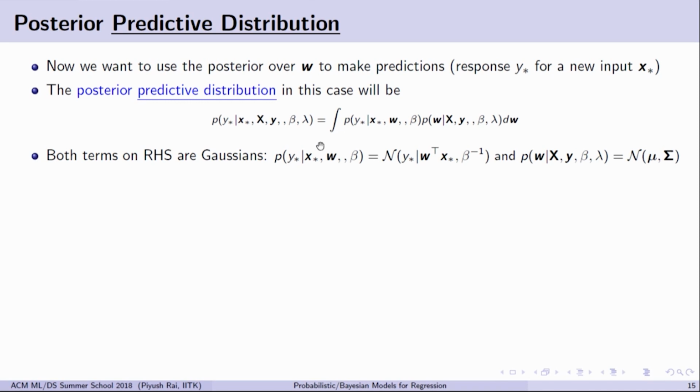Okay, so as I mentioned, both the terms on the right-hand side are Gaussian. The first term is nothing but our likelihood model: Y star given a normal distribution with mean W transpose X star and variance beta inverse. The second term is the posterior distribution that we just derived. It has a certain mean and a certain covariance matrix, okay? Now, answering your question, if you only use the mean, you are anyway ignoring the covariance matrix, right? So the mean does not capture the uncertainty. And even intuitively, just using the mean does not incorporate all the information.